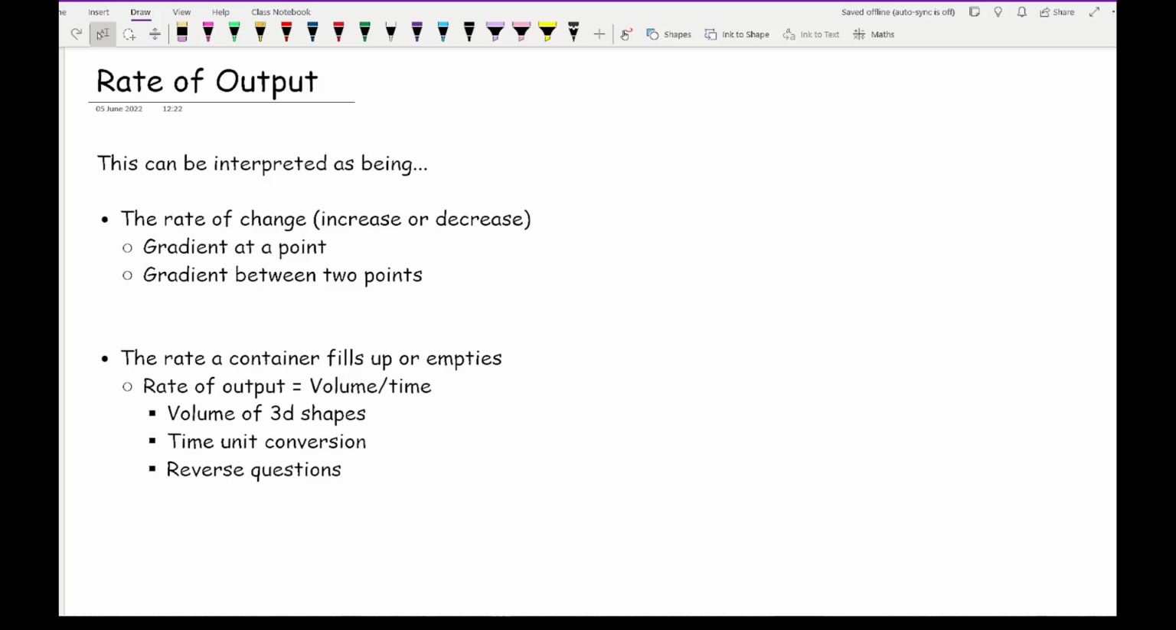So looking at the first one, rate of change. This is basically where you are working out the gradient at a particular point. Now, personally speaking, if it was going to be this particular topic, I would suggest that AQA would have written this as a rate of change rather than a rate of output. But again, it could be classed as that, so I didn't want to ignore it. To work out the rate of increase or decrease, or the rate of output, is basically just recognizing whether your gradient is positive or negative at a given point.